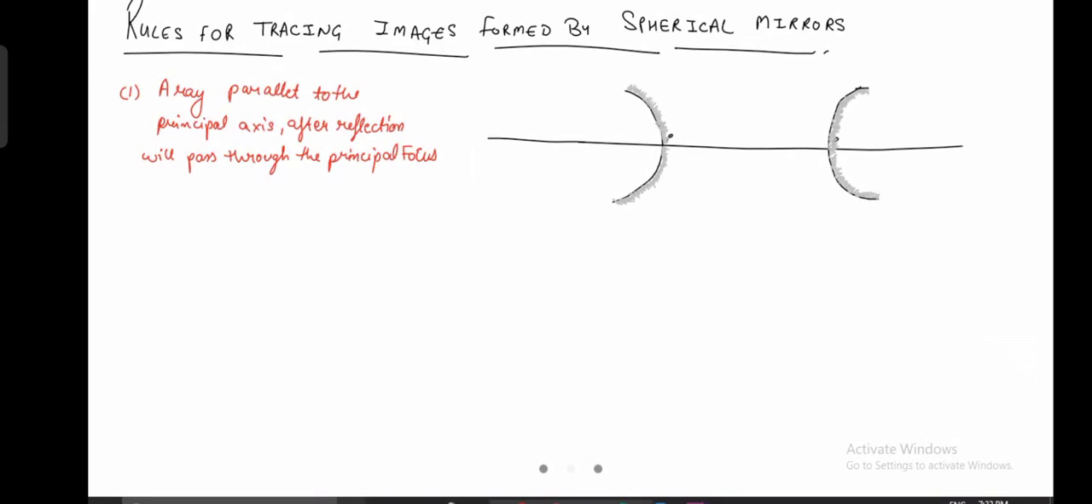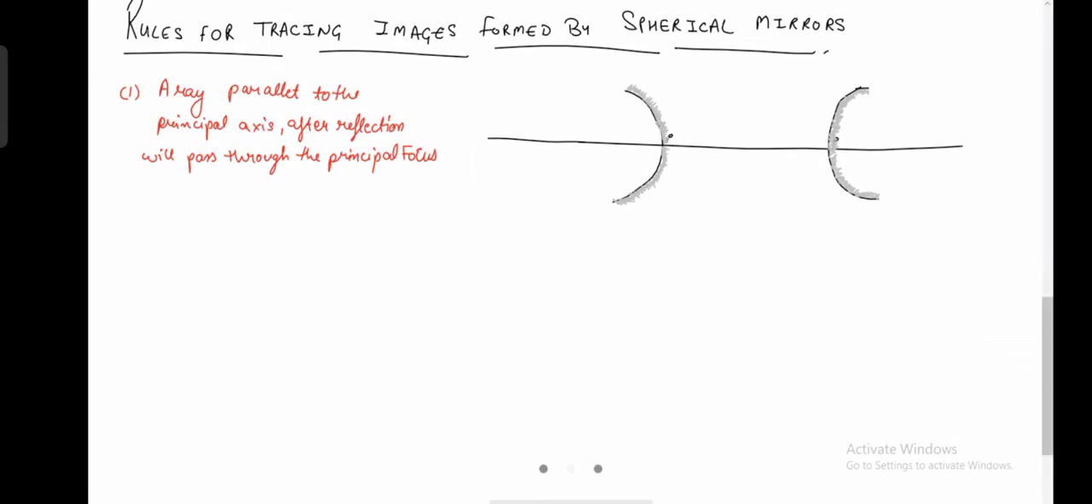Okay, so what is the first rule for tracing? If any ray, let's say this blue one, is coming parallel to the principal axis, something like this, then it will be reflecting back, obviously. Where will it reflect back? It will reflect back through the focus point. Let's say this one is the focus point, then the reflected ray will be passing through the focus, only in the condition when it is parallel to the principal axis.